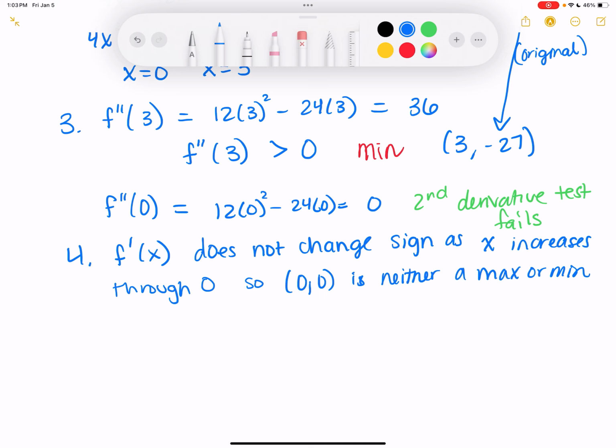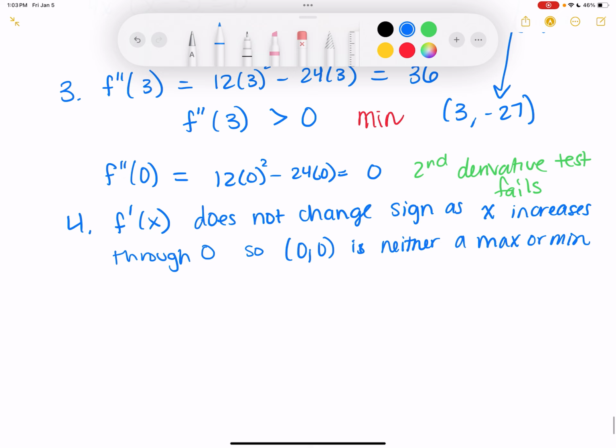Depending on what the question asks, you may not need to do all of this. If it just says what are the max and mins, you don't necessarily have to write all of this information. You need to check it yourself, but you don't have to write all of it down unless it's asking you for that.